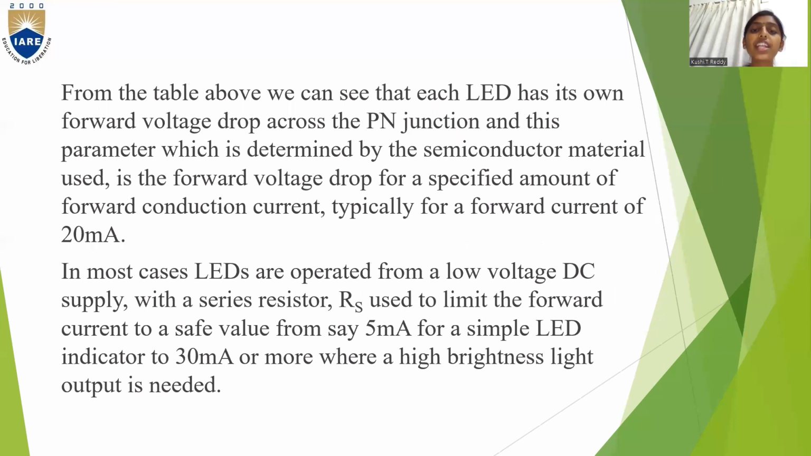So from the table above, we can see that each LED has its own forward voltage drop across the PN junction, and this parameter, which is determined by the semiconductor material used, is the forward voltage drop for a specified amount of forward conduction current, typically a forward current of 2 milliamperes. In most cases, LEDs are operated from a low voltage DC supply with a series resistor used to limit the forward current to a safe value, from say 5 milliamperes for a simple LED indicator to 30 milliamperes or more, where a high brightness light output is needed.